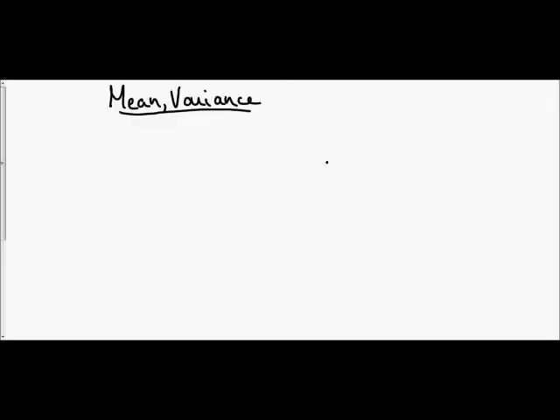This is the third part of the probability videos. We are going to talk about mean, variance, mode, and median for some of the various distributions. Let's start with the discrete distribution. You know what it is when it is called discrete.